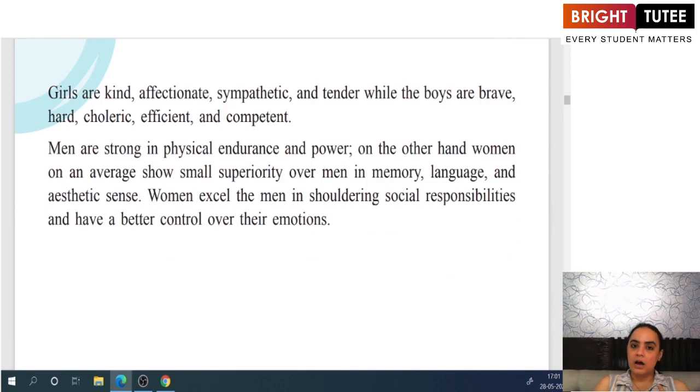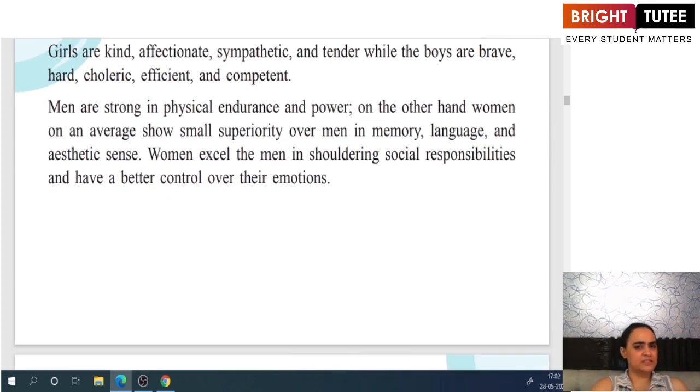Again, girls are more kind, affectionate, sympathetic and tender, while the boys are considered to be brave, hard, efficient and competent. So this difference can also be seen in people on the basis of their sex, their gender. It is believed that men are enduring, while women have a superiority over men in terms of intelligence, language, memory, and the cultural aspect. Though gradually this difference is getting eliminated on the basis of gender, still somewhere down the line, there are a lot of people who bring out these differences very deliberately.